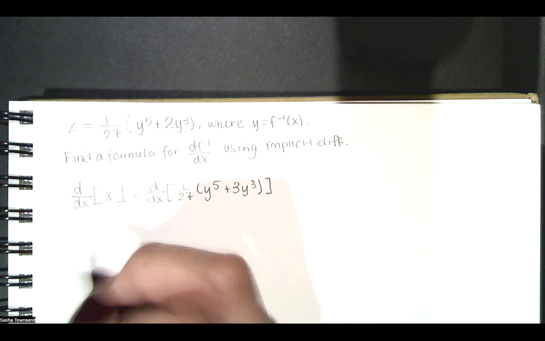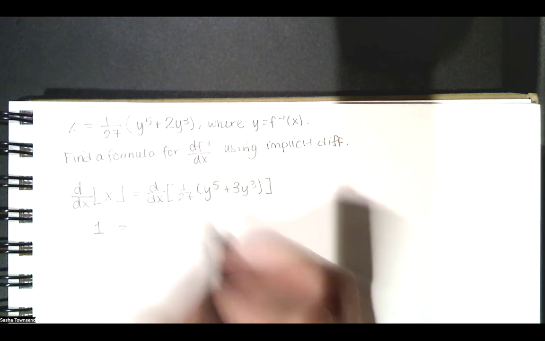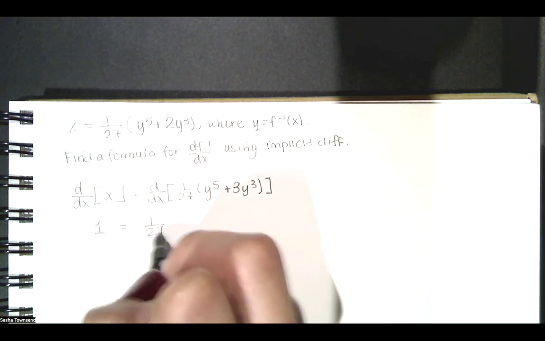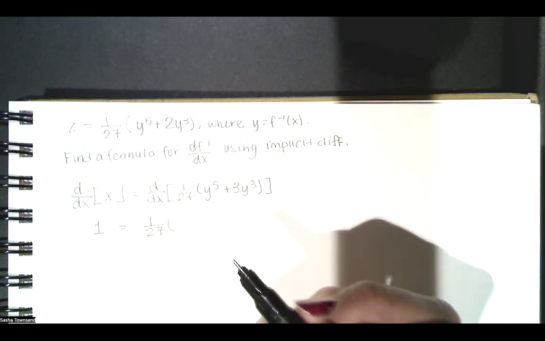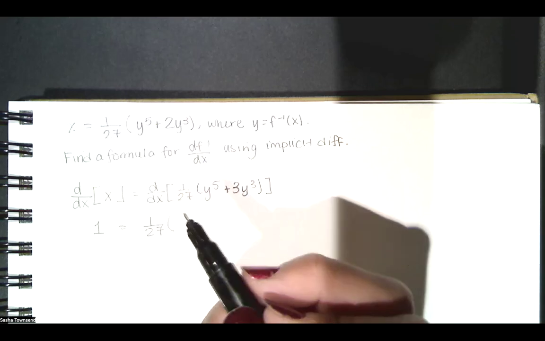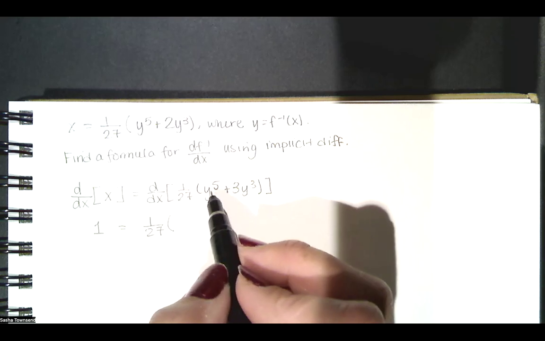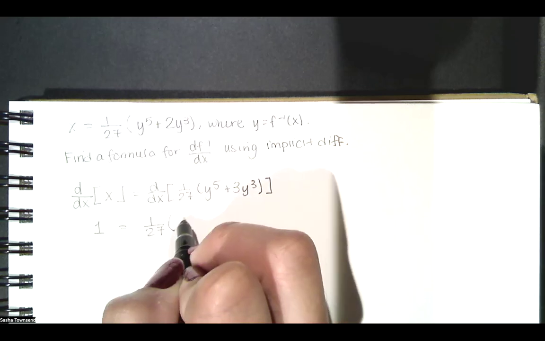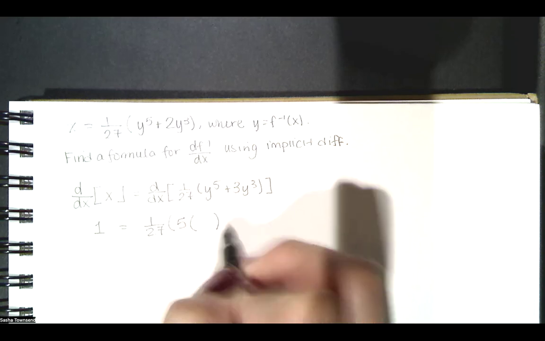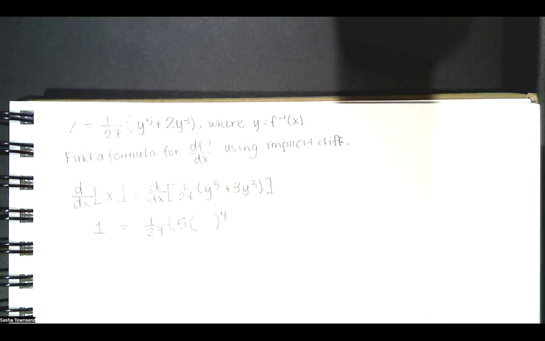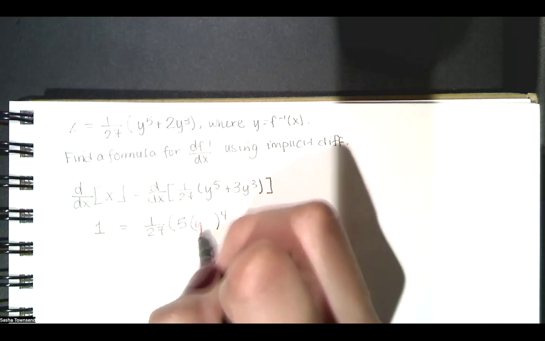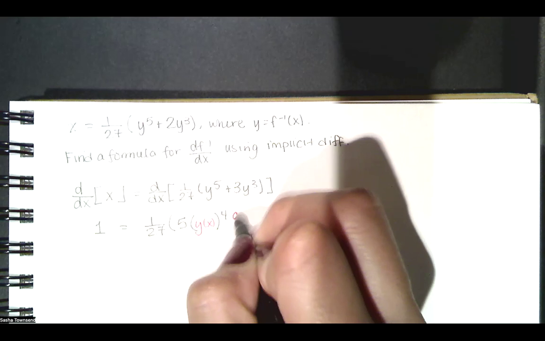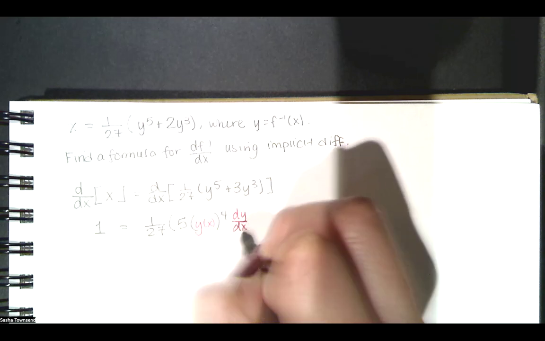The derivative of x is 1. And the derivative of this expression is 1 divided by 27 times the derivative of y to the 5th with respect to x. Now, y is a function of x, so I actually have to use the chain rule and have 5 times the inside function raised to the 4th. And you say, well, what's your inside function? Well, it's just y of x. And then you multiply by dy dx, where y is f inverse.